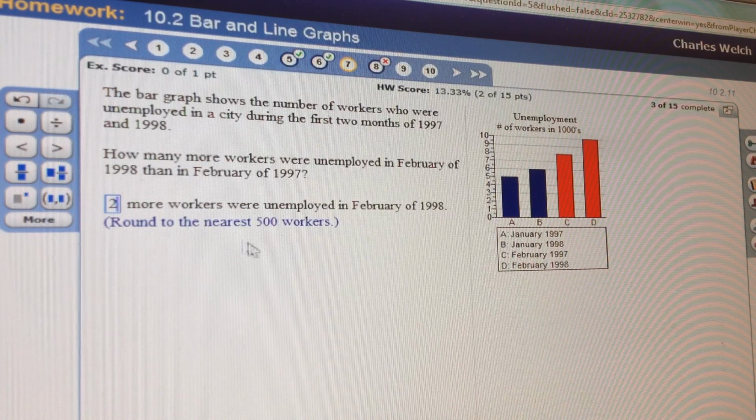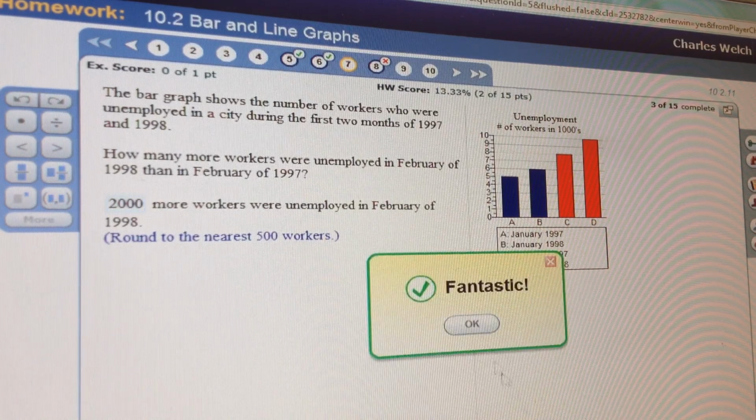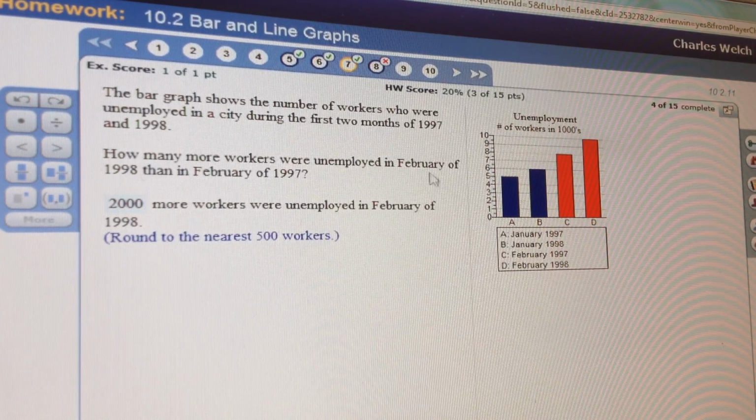Now this time, because we don't have the word thousand sitting behind there, I think we're going to need to put in our 3 zeros to reflect that it's 2,000 more workers. Put it in, and yes, we have a correct answer.